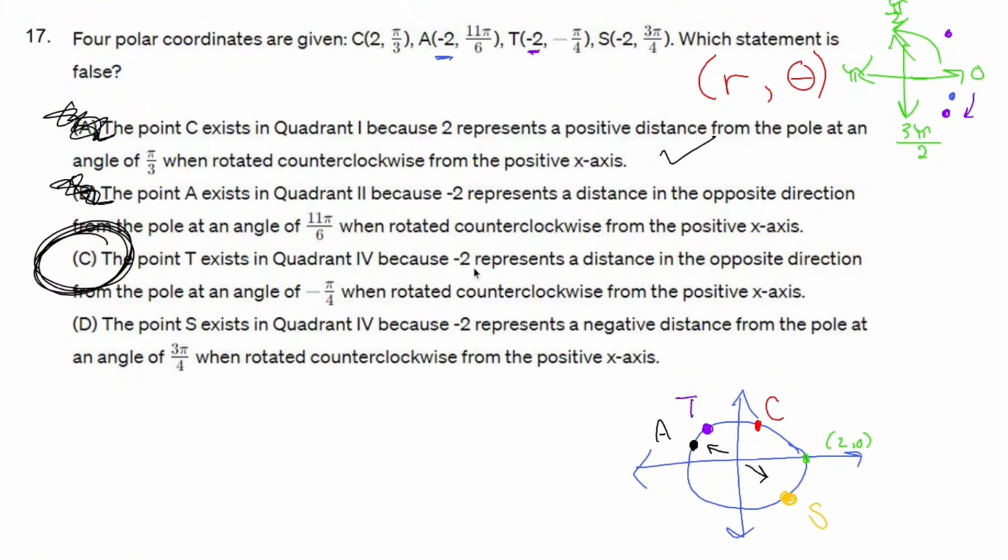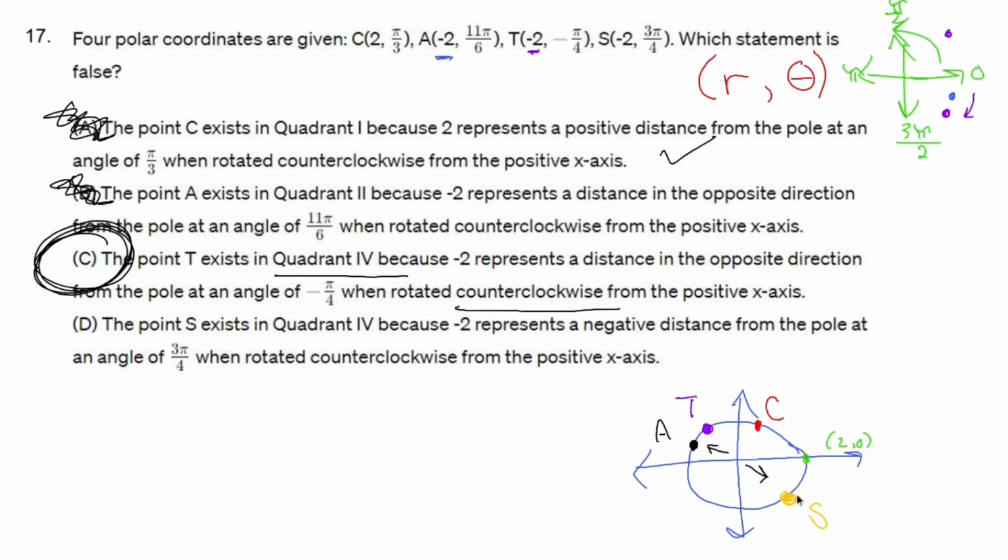But let's keep going because negative 2 represents a distance in the opposite direction from the pole at angle negative pi over 4 when rotated counterclockwise. So there's error number 1. There's error number 2. So that's why C is wrong, because if you're going in the negative direction, you're rotating it clockwise. Either way, we could have stopped right here.